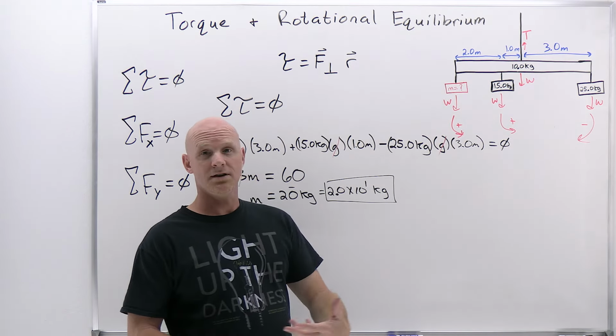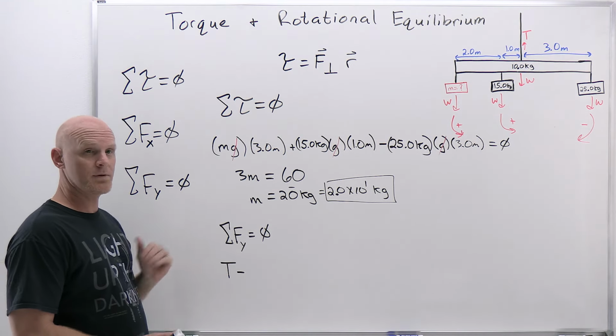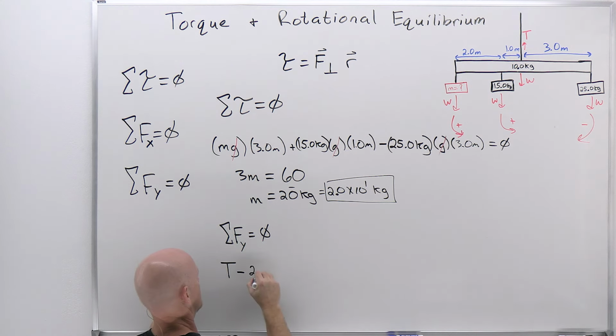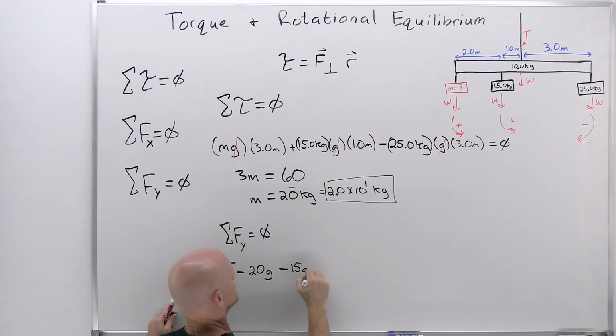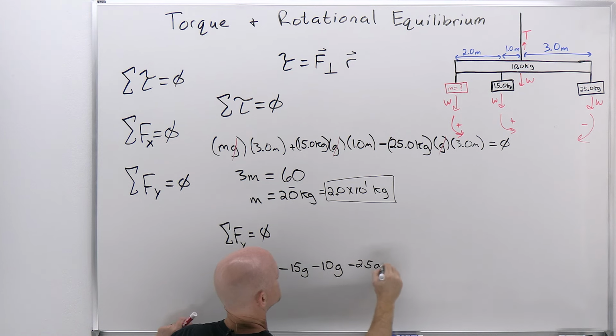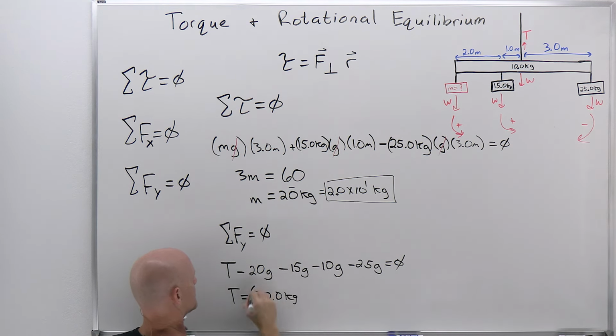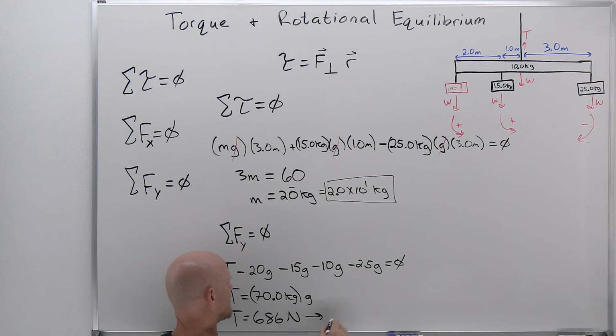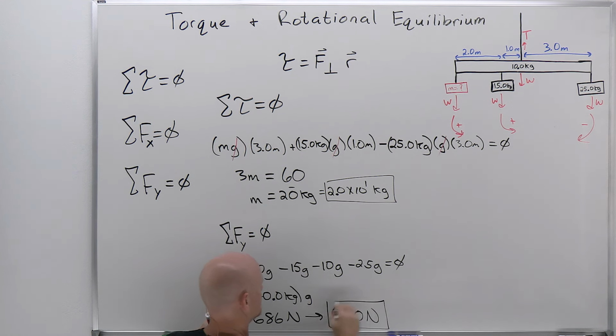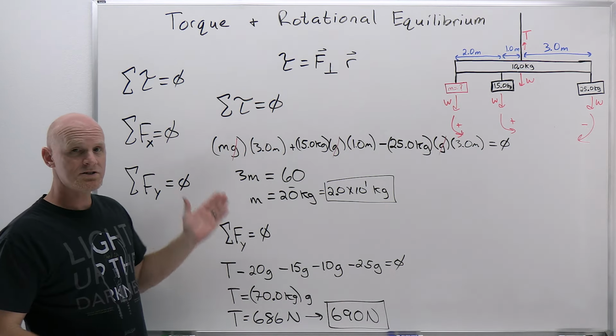And so the total weight, 70 kilograms times G, that's what it has to balance. And that's exactly what we'll find out from this sum of the forces equation. So T minus 20G, and I'll leave off the units just to make this a little bit easier. So mass times gravity, 20 kilograms times G, minus 15G, minus 10G, minus 25G, equals zero. And so the tension is going to come out, adding these all to the other side, to 70 kilograms times G, just like we said a second ago. And in this case, that tension, let the calculator do some work for us here. So 70 times 9.8 is going to get us 686 newtons. But with two sig figs, we'll round that up to 690 newtons. There's your tension.